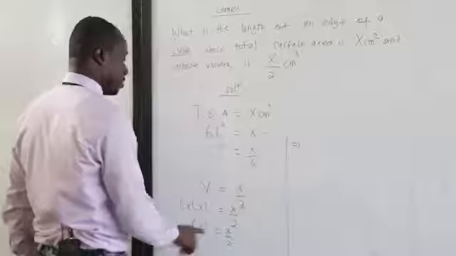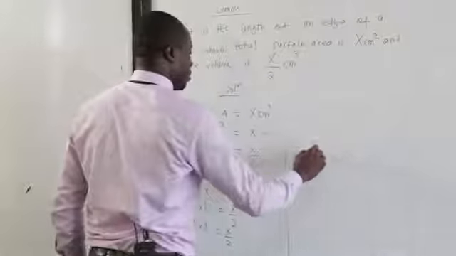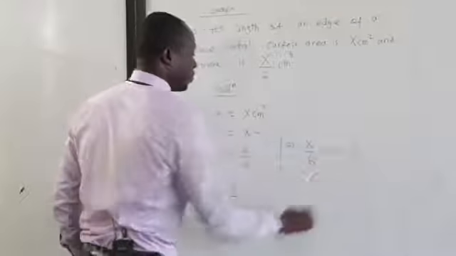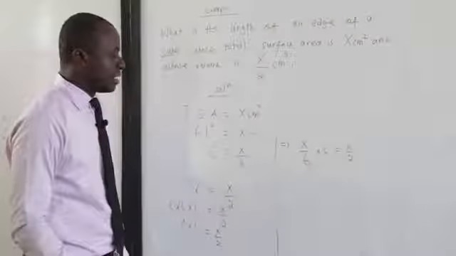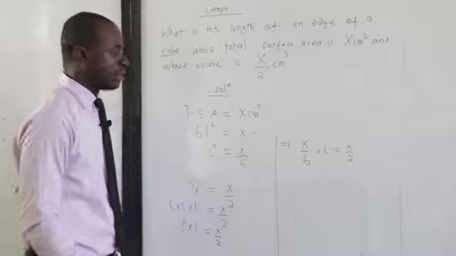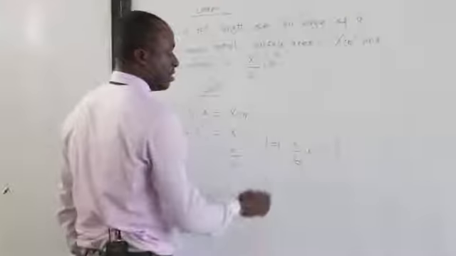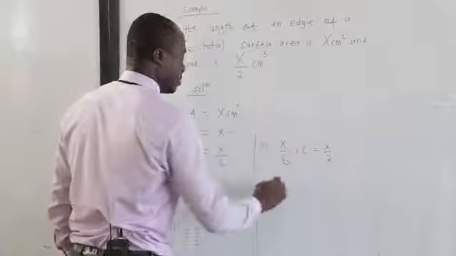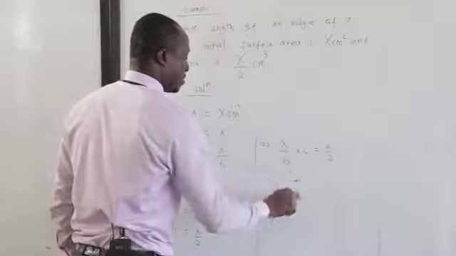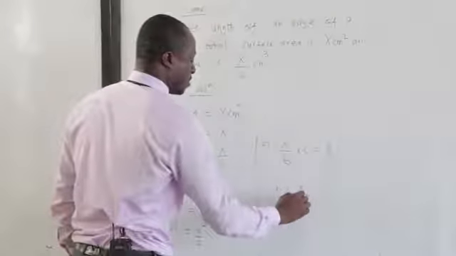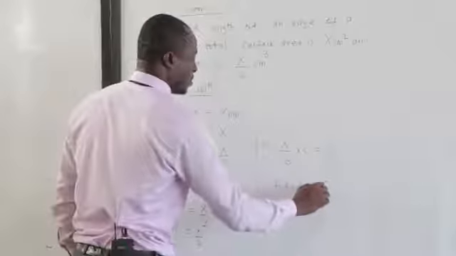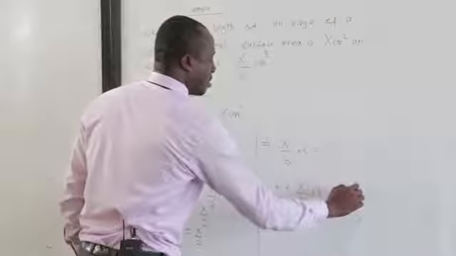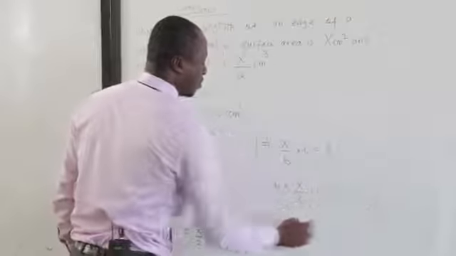This implies that L squared, that is x over 6 times L, equals x over 2. I want to find L. Clearly, what's the LCM? 6. So I'll multiply here by 6, and I'll also multiply here by 6. So 6 times x over 6 times L equals 6 times x over 2.